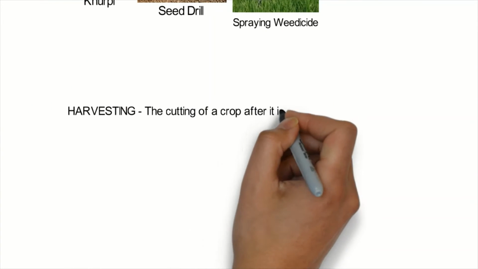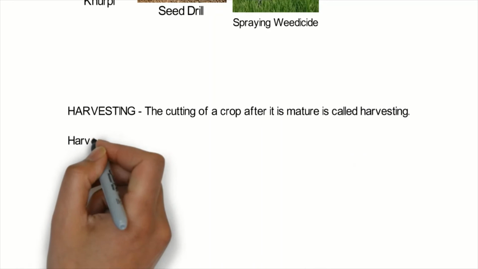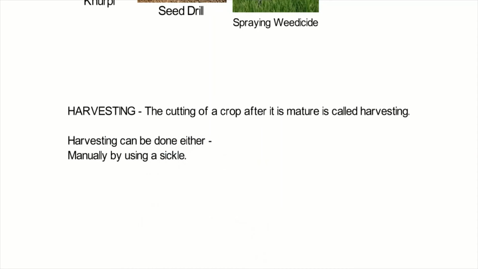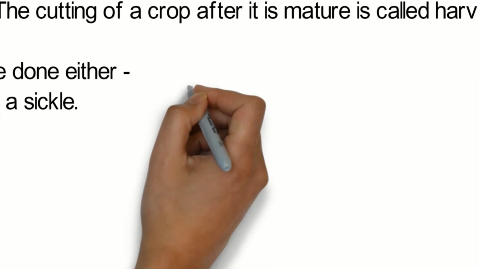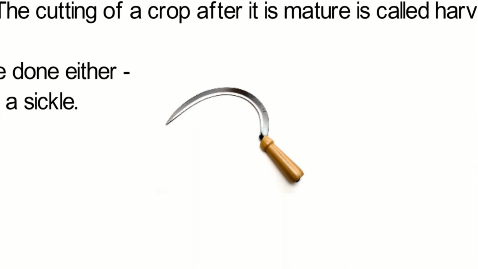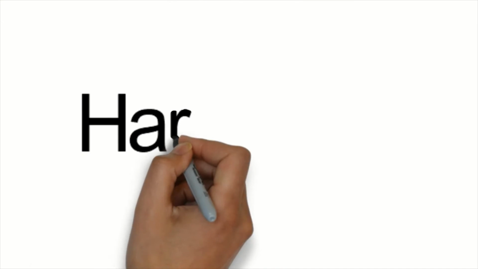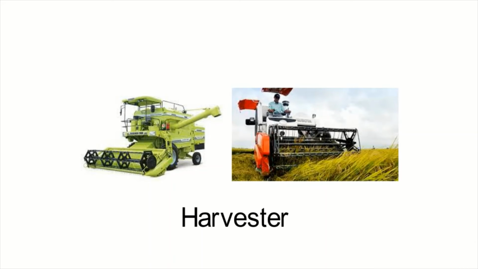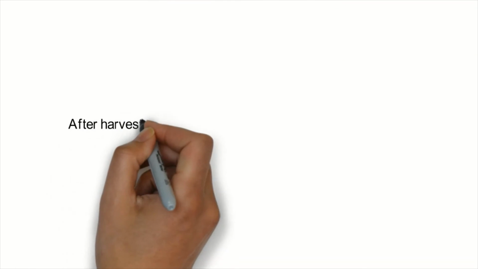Next step is the harvesting. The cutting of a crop after it is matured is called harvesting. Harvesting can be done either manually or by using a sickle. This is a sickle. Harvester is a machine which can be used for cutting the crops. We can see that this machine has got some blades which can cut the crops.